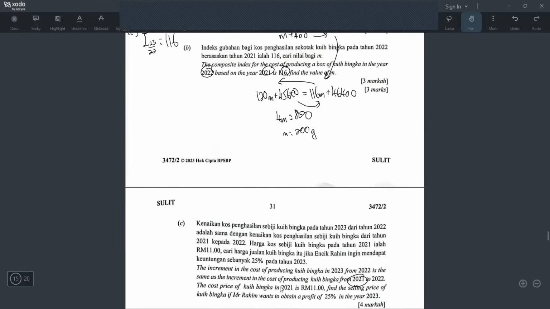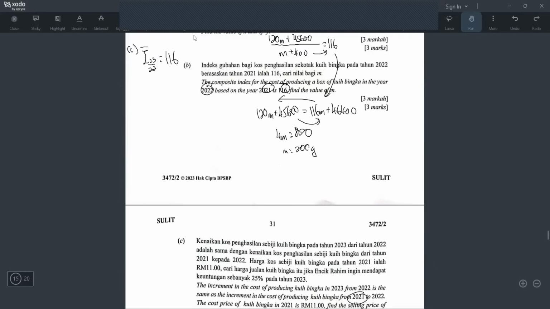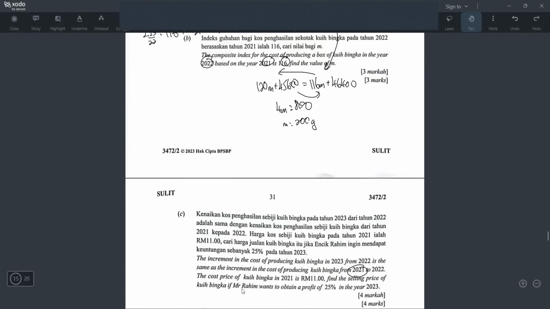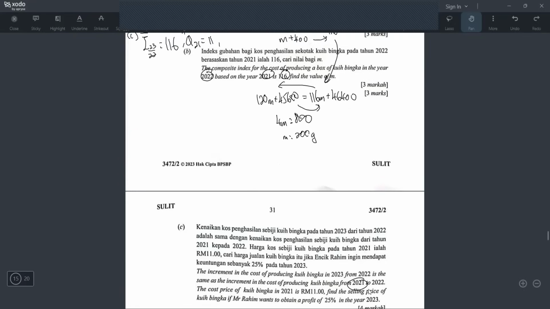Okay, now let's see what else they say. The cost price of kueh bingka is 11 ringgit. This one is the 2021 price. So to write this information, you have to use Q, and then it's 2021, and the price is 11, right? And then they say find the selling. Oh, this one is cost price. Okay, so I have to write carefully. So it's cost price, and then the selling price. Find the selling price of kueh bingka if Mr. Rahim wants to obtain a profit of 25% in the year 2023.